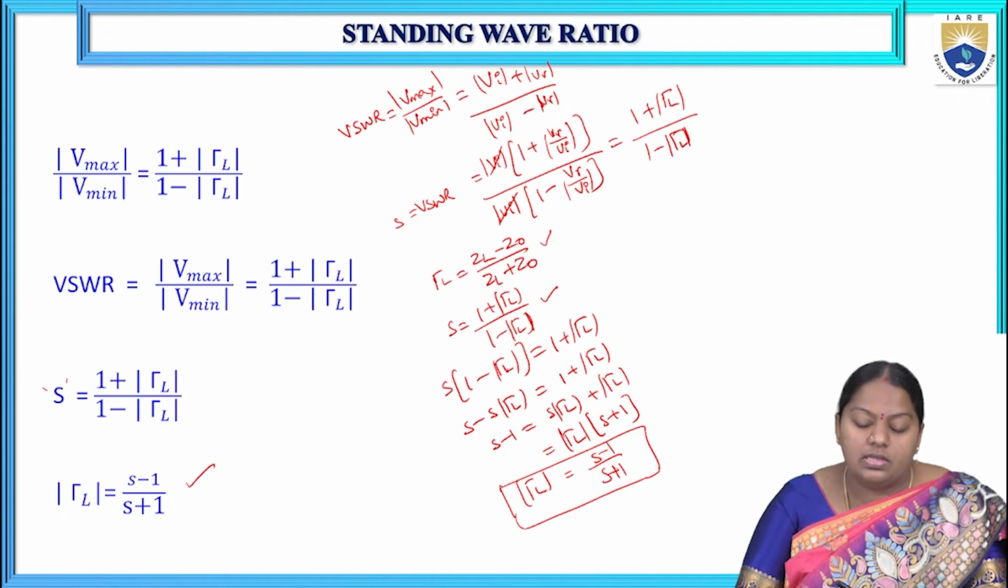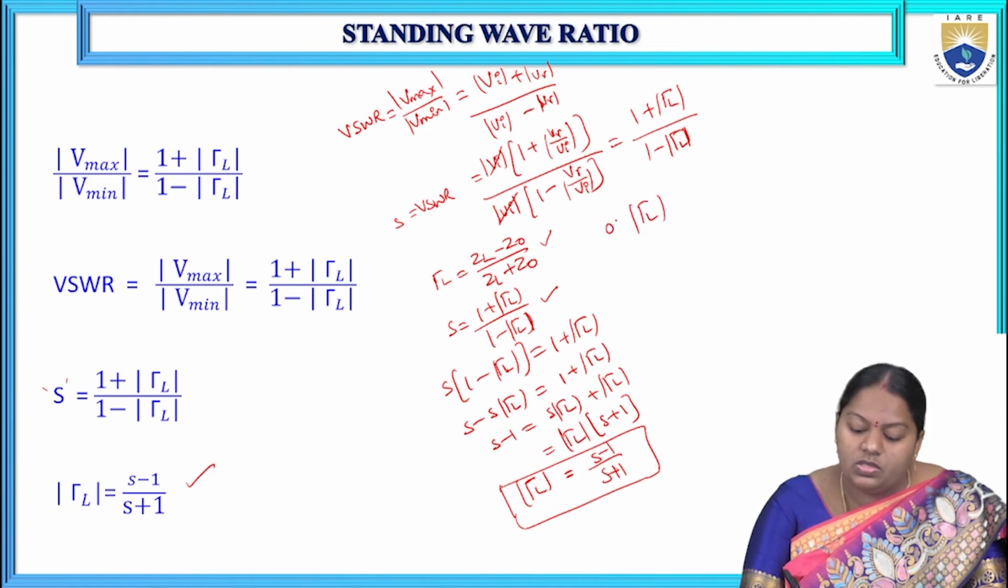Okay, similarly, as we know, the reflection coefficient gamma L ranges from 0 to 1, right? Suppose we substitute gamma L as 0 for the first case, in order to find the range of the standing wave ratio value.